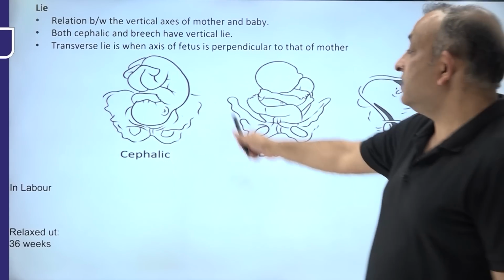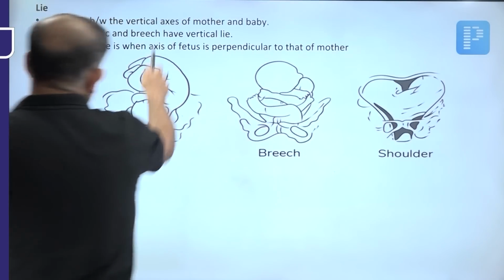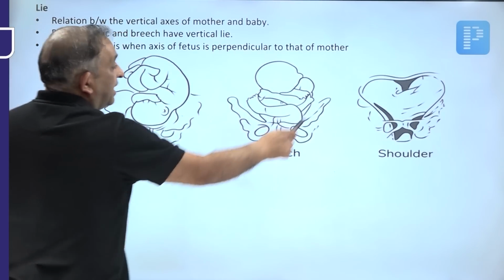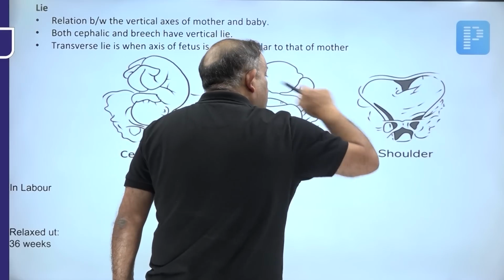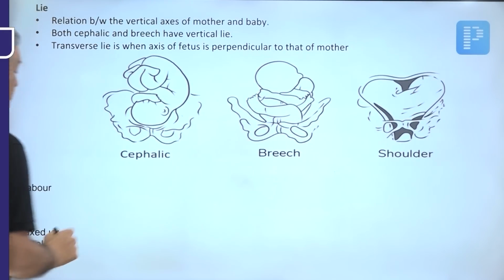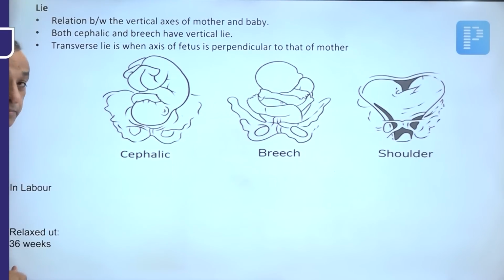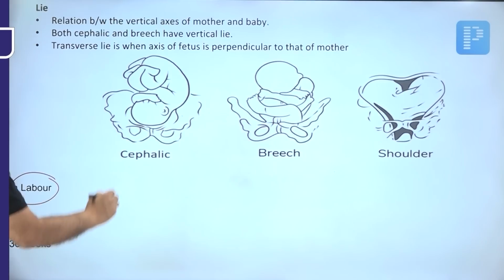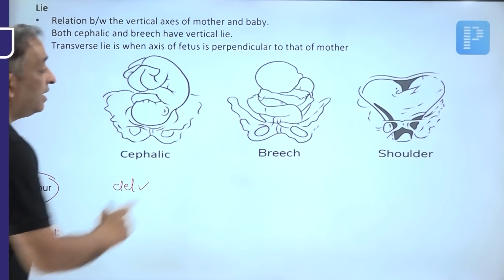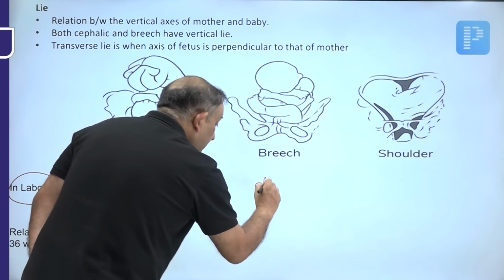So here you're seeing the first one is a vertical lie in cephalic presentation. In breech also it's a vertical lie, and this is a transverse lie. In transverse lie, what do you see? You see a shoulder presentation. All right. So suppose these 3 come to you in labor. What will happen? Cephalic presentation will obviously deliver. I'm writing DEL. Now breech will also deliver.